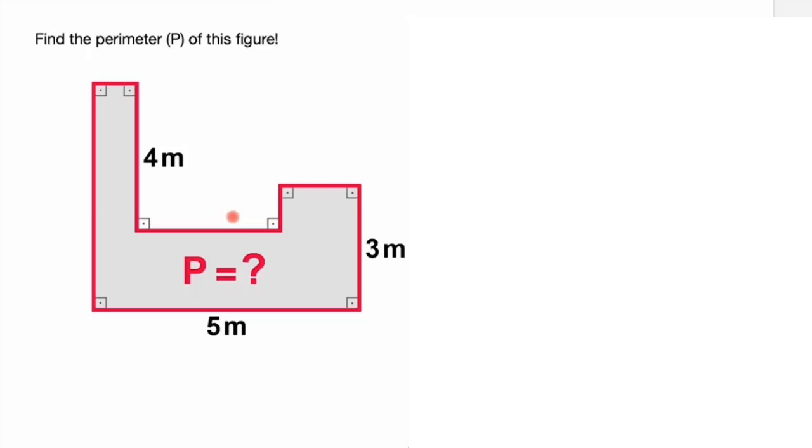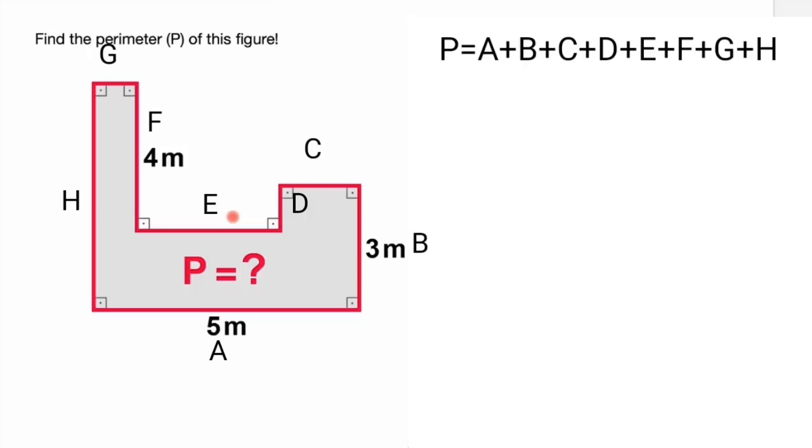If we represent each side with a variable name, the equation becomes P equals A plus C plus G plus E plus H. Now we put the values of the given variables in the form A equals 5, B equals 3, F equals 4. The equation becomes as follows.